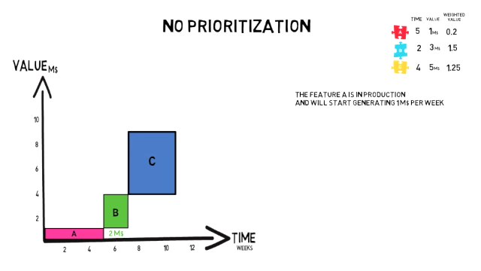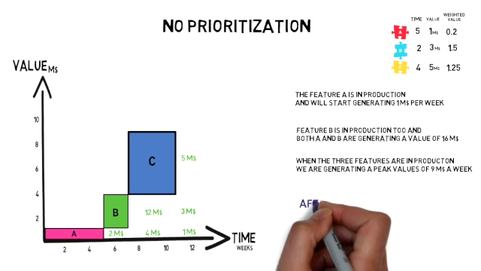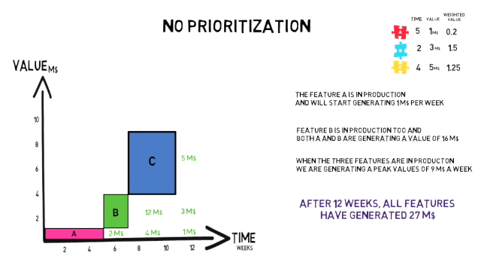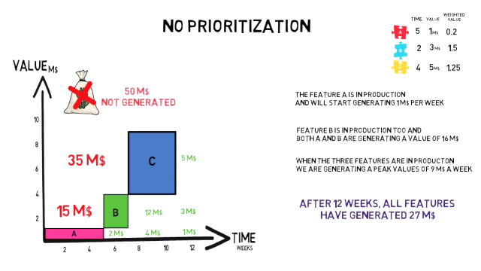And by that time, feature B is in production too, and both A and B are generating a value of $16 million. When the 3 features are in production, we are generating a peak value of 9 million per week. After 12 weeks, all features have generated 27 million. But what about the 50 million that we did not generate?